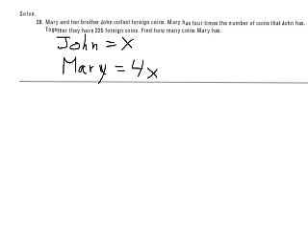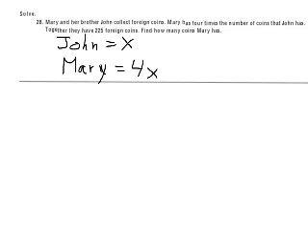Sometimes it'll be Mary and her brother have Chihuahuas, and Mary has 5 less than John. So then John would be X minus 5, right? No, Mary would be X. Mary could be X minus 5 and John could be X. I don't know if I just confused you or not.